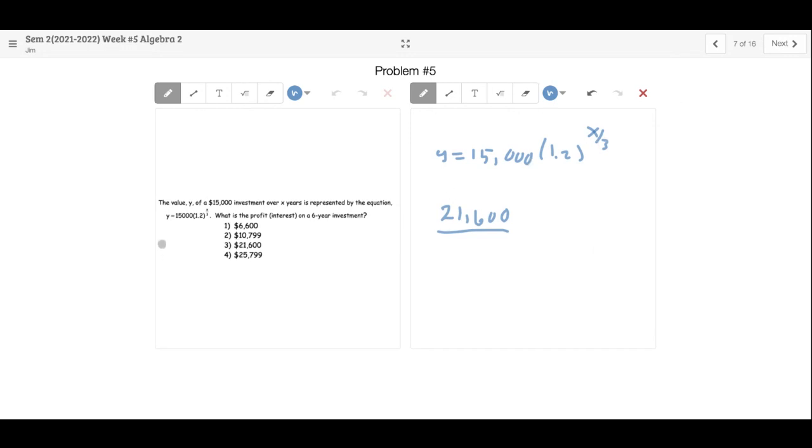So how much did you make off of your investment? Well, I just took 15,000 and subtracted it from there, and that leaves you with $6,600.